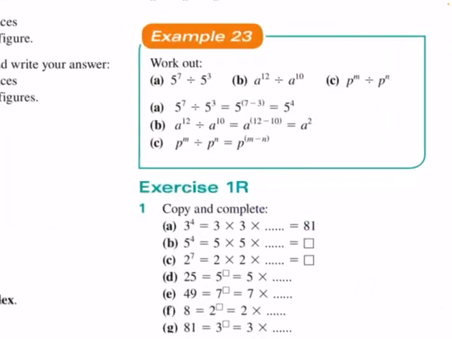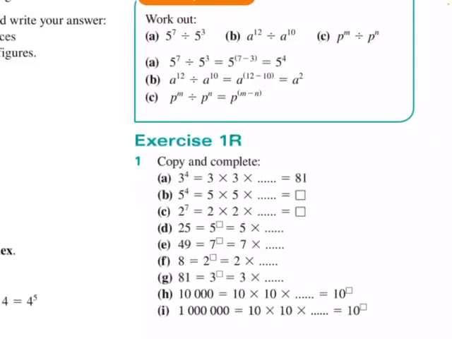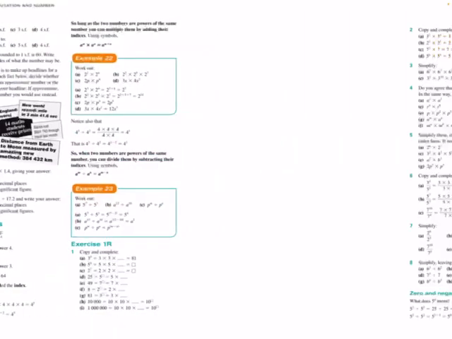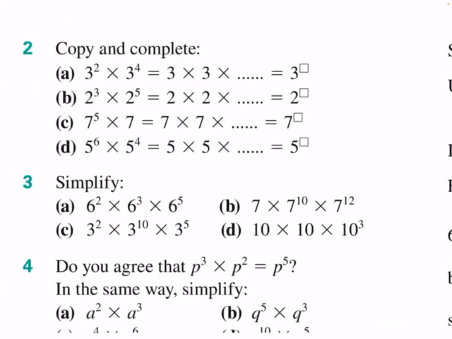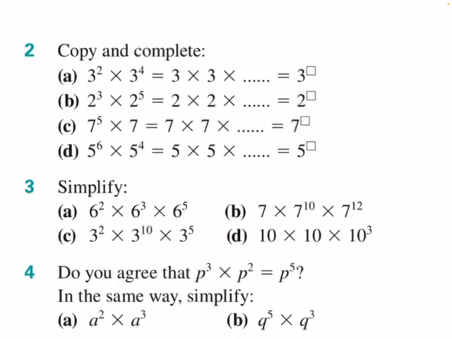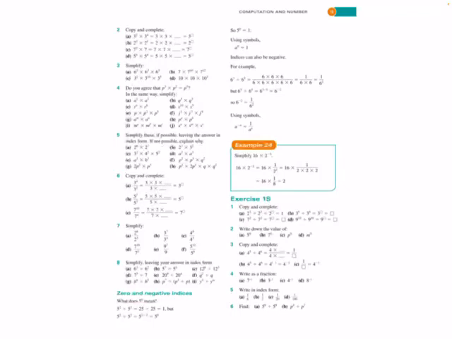So indices. 5, 1R1. So 3 to the power of 4 is 3 times 3 times 3 times 3 is 81. Next. 2. Copy and complete. 3 to the power of 2 multiplied by 3 to the power of 4 is 3 times 3 times 3 times 3 times 3 times 3 is 3 to the power of 6. Only the first, so you know what you're doing. I recommend doing chapter 1, then do chapter 4.